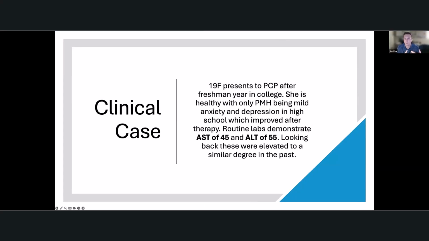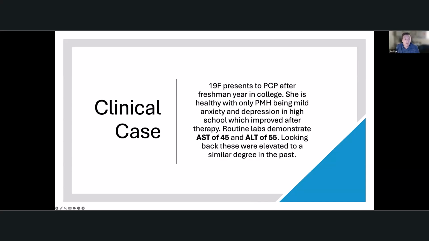So to put this all in context, because these are patients that you guys are seeing, I want to give you a sense of the patients that come through to us and when we should think about this. I'm going to use a patient I actually saw last year. This was a 19-year-old female who initially presented to her primary care doctor after her freshman year in college.